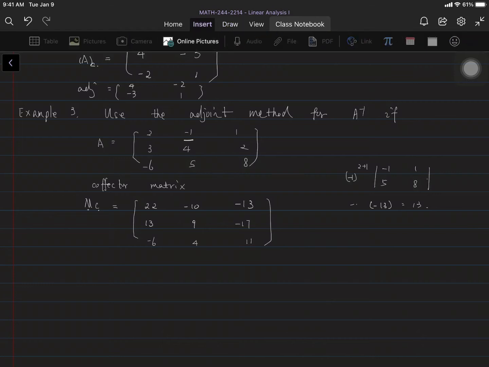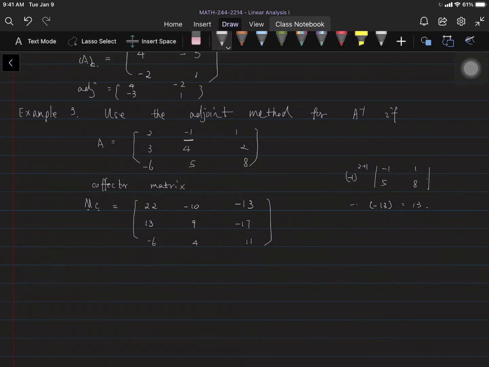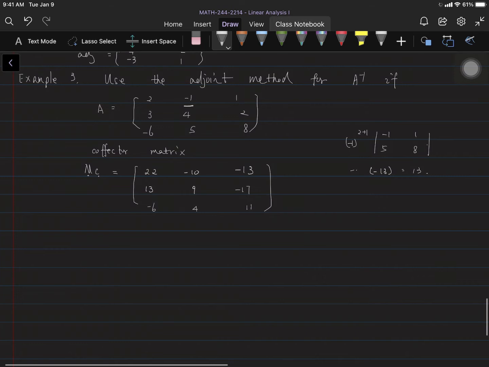Okay, and after we find the cofactor matrix, we need to transpose. And when we transpose that one, it is going to be our adjoint matrix. So transpose, we had this in the midterm. We change the first row into first column.